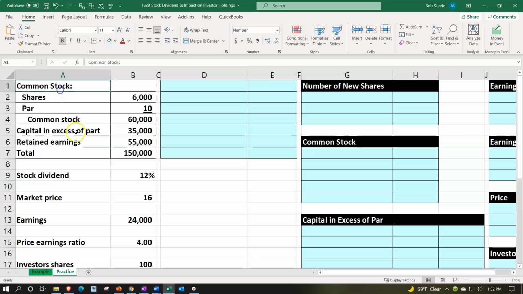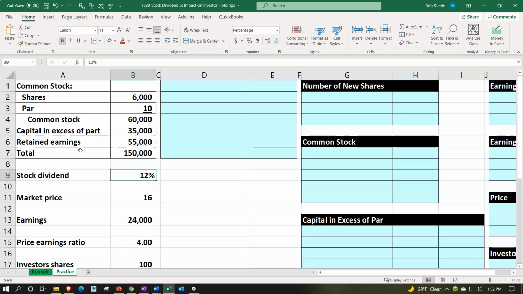So here's going to be our information on the equity section. We've got the common stock at 6,000 shares, par value $10. Common stock then is 6,000 times 10, or 60,000. Capital in excess of par 35,000. Retained earnings 55,000. Total of the 60, 35, and 55, 150,000 total equity.